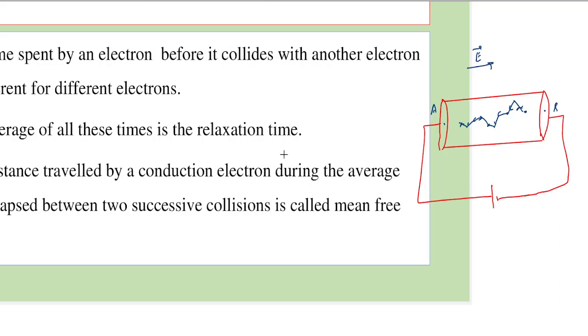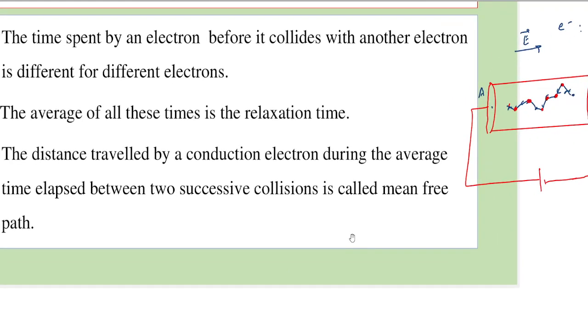Now, there is a collision somewhere here, a collision here, a collision here. After each collision, let us represent the red dot as atoms or molecules. After each collision, it still keeps moving forward. So, the time taken between two collisions is not the same. It will differ. Even for one electron, the time between two collisions will vary.